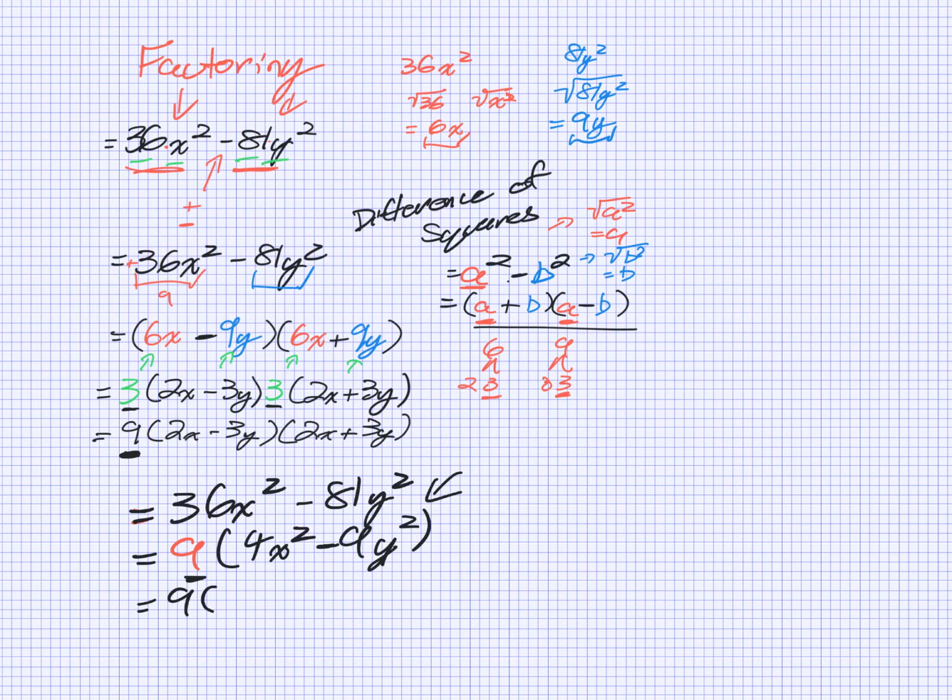And when I do that, I get two sets of brackets. The square root of 4x squared is actually just 2x, so that becomes the first number in each bracket. The square root of 9y squared is actually 3y, so I put that as the second number in each bracket, and I just have to make sure I have a plus and a minus. I technically ended up at the exact same answer, but I took two different routes to get there.